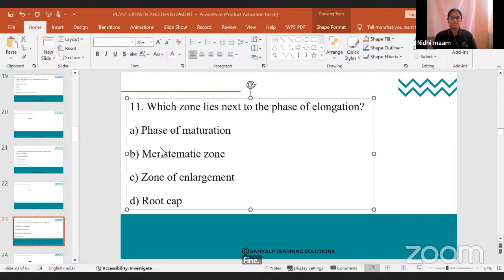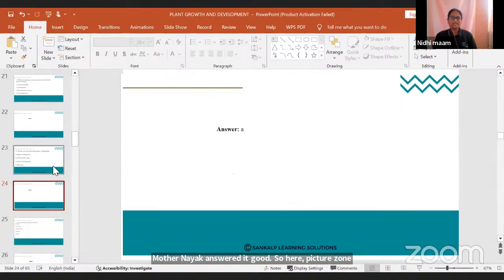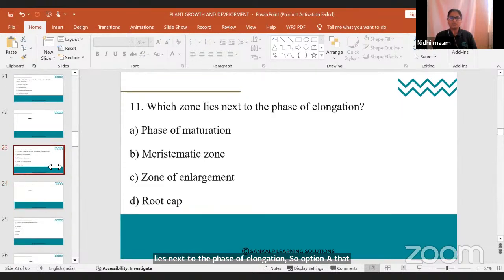So here, which zone lies next to the phase of elongation? Option A, that is phase of maturation. Almost all of you answered it correctly. Kadrolli Mahesh, Bhima Bai Ambedkar answered it via YouTube. So option A, phase of maturation, is the correct answer.